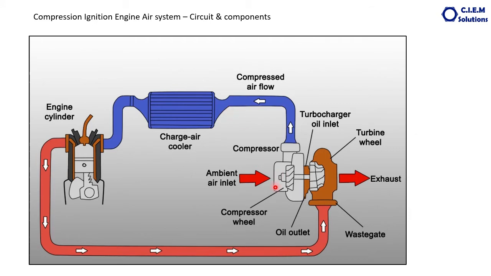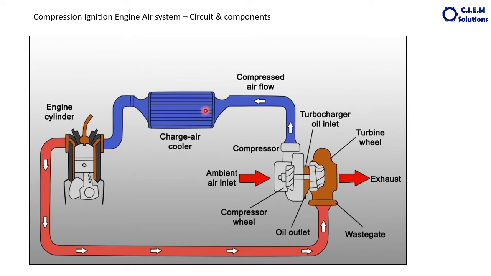Then when atmospheric air passes through the turbocharger compressor wheel, the temperature increases here because of the swirling action of the vanes of this compressor wheel. So the air temperature increases, and the density drops. To regain the air density, the air is cooled in this charge air cooler.